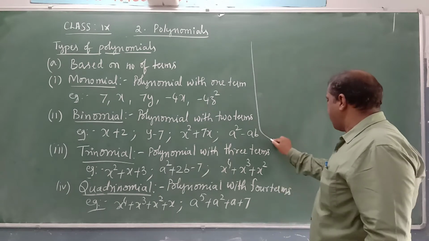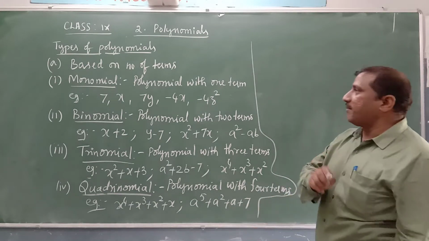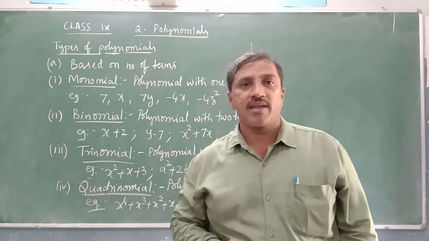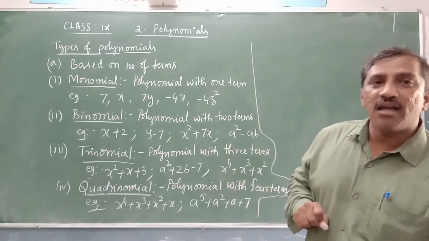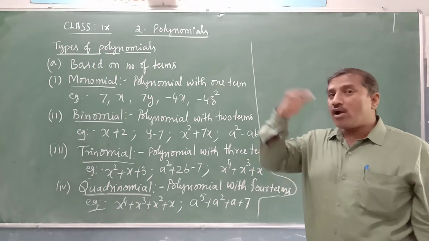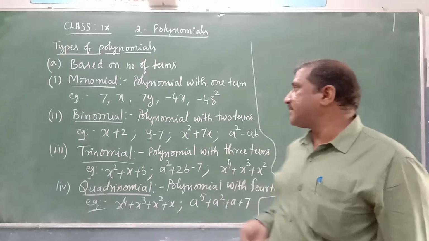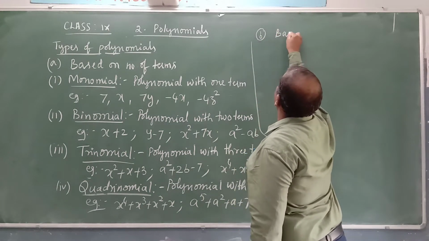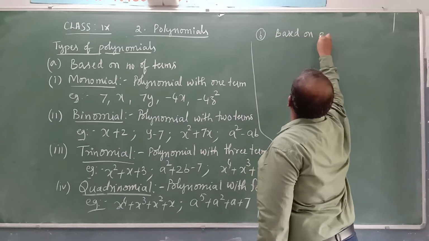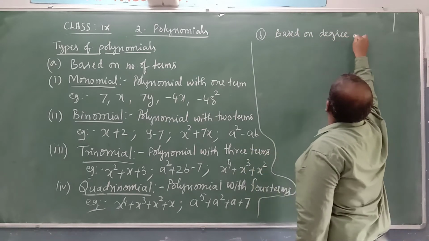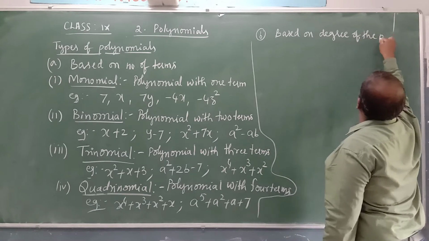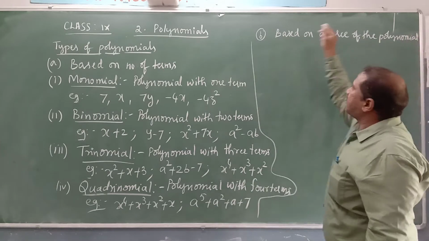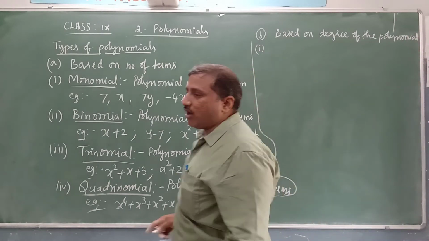Now we will discuss classification based on the degree of the polynomial. These polynomials are classified as linear polynomial, quadratic polynomial and cubic polynomial. Biquadratic is also there, that we will discuss in the higher classes. So now, based on the degree of the polynomial, polynomials are classified as a linear polynomial.